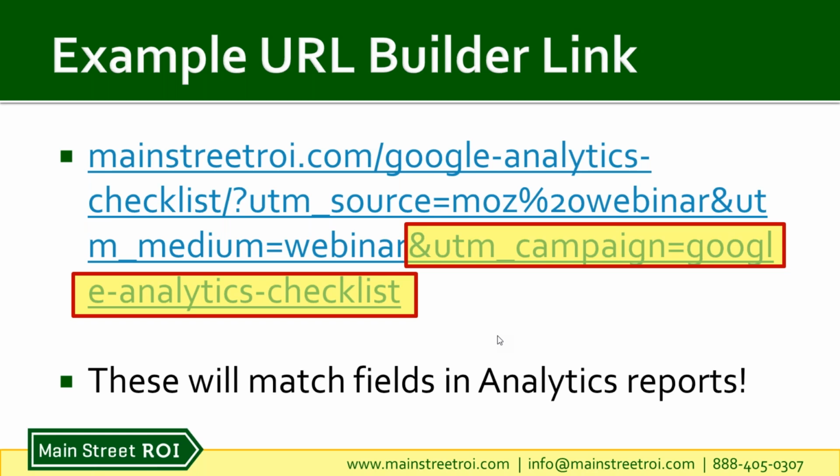And let's say you did several webinars, you could run reports and see all of your metrics across all of your webinars, or you could dig into individual webinars based on the UTM source, or maybe you want to dig in and just look at all of the webinars with the campaign of Google Analytics checklist. So this allows you to start slicing and dicing the data within Google Analytics based on where that traffic came from.